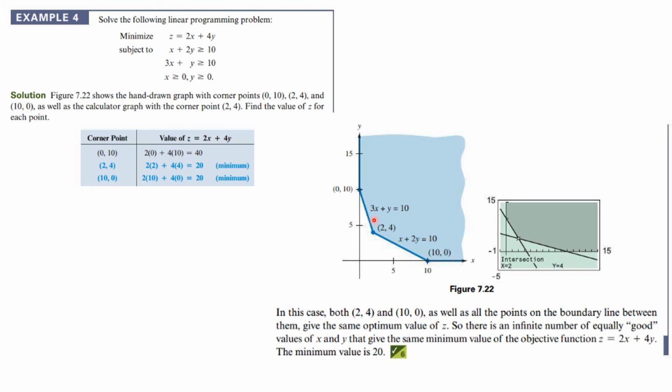But still, I find what these corner points are by finding the intersection of these equations. And I find that the points are (0, 10), (2, 4), and (10, 0). So I will substitute those into the objective function, and I find that there are 2 that yield a minimum value. And so there are alternate optimal solutions. It can be at (2, 4) or (10, 0). And either way, you will get 20 for the objective function value.